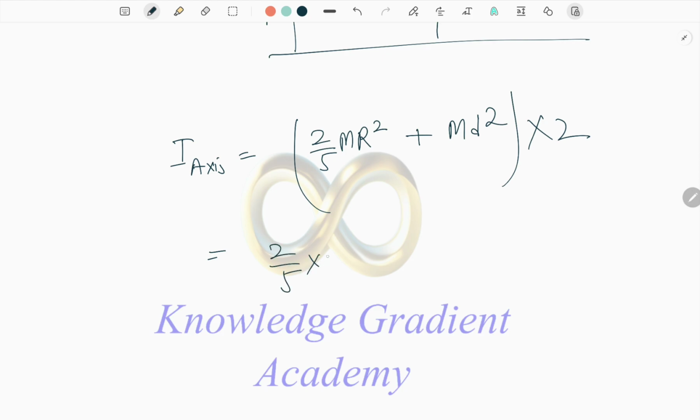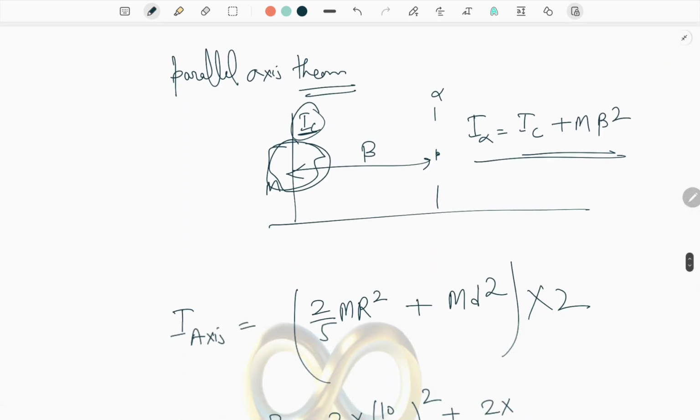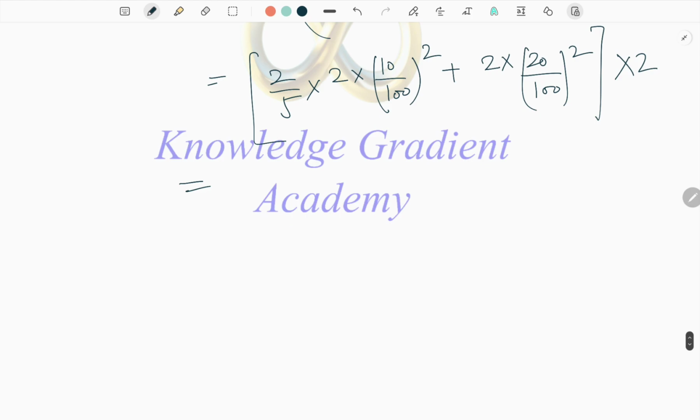So 2 by 5, what is the value? M is 2 kg and the radius is 10 centimeters, so 10 by 100 converted into meters, squared, plus m is 2 into d. Here it's given that the total distance between the two spheres is 40 centimeters, so d is 20 centimeters. So 20 by 100 squared, and the whole thing is multiplied for the other sphere as well.